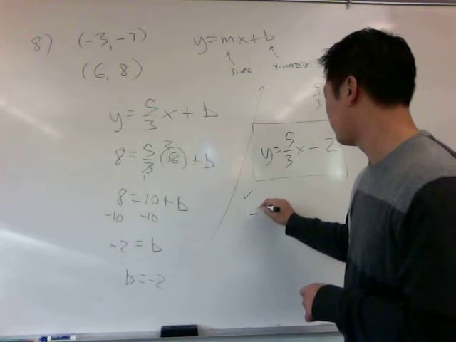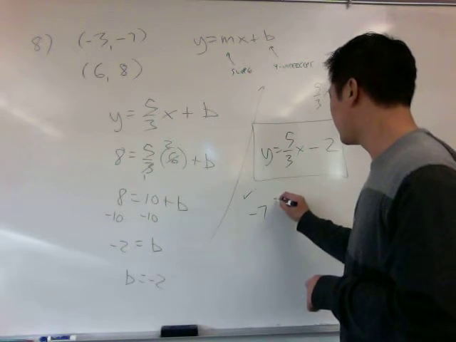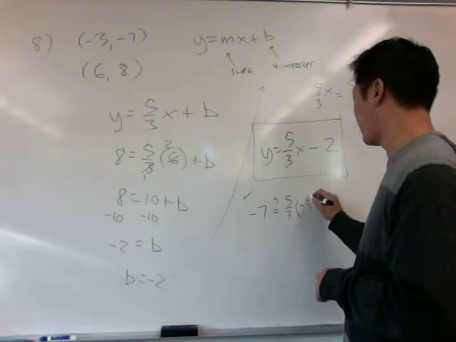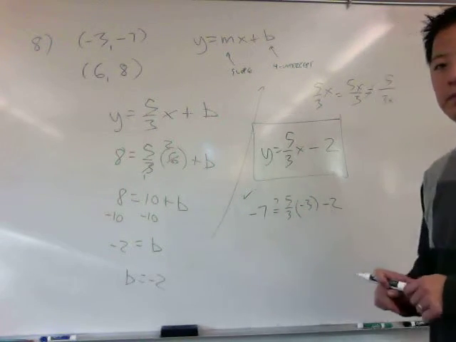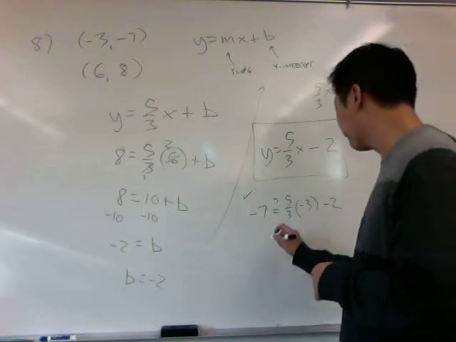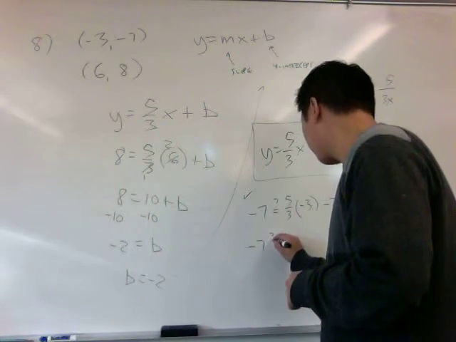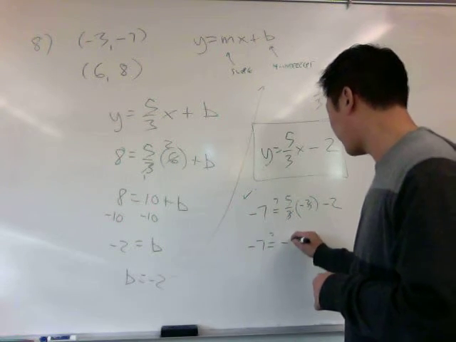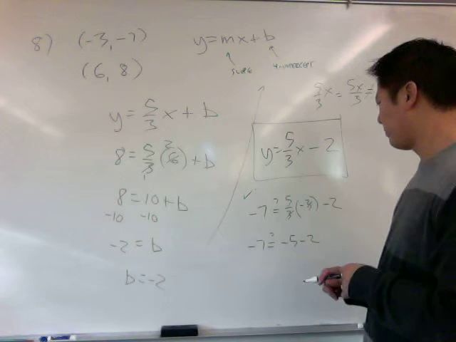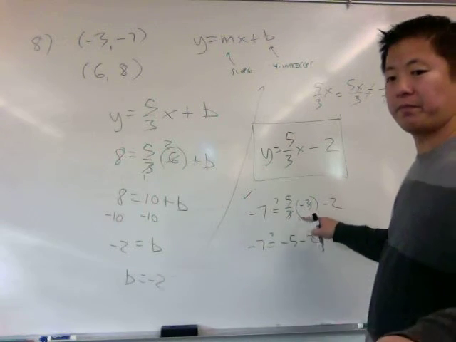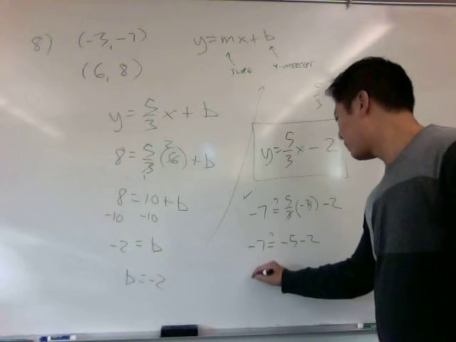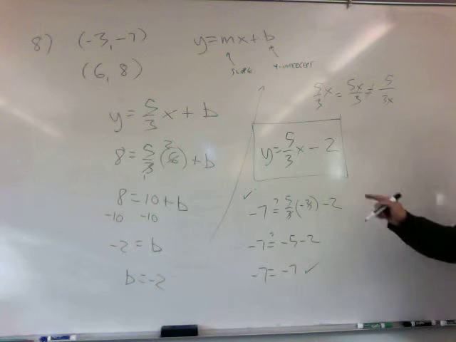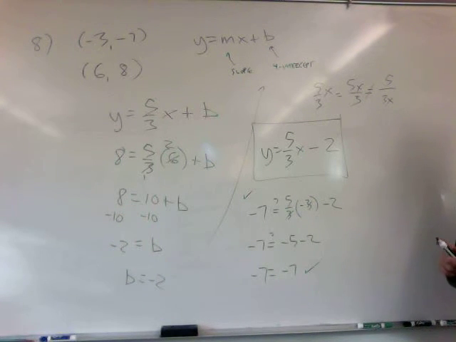Does -7, our y-coordinate, does that equal 5/3 times a -3 minus 2? A lot of negatives, but we can do that. -7, is that equal to 5/3 times -3? Those 3's cancel. We're left with a -5 minus 2. We have our negative here. And so yes, -7 does equal -7. It checks out. So here's our answer. Y equals 5/3 x minus 2.